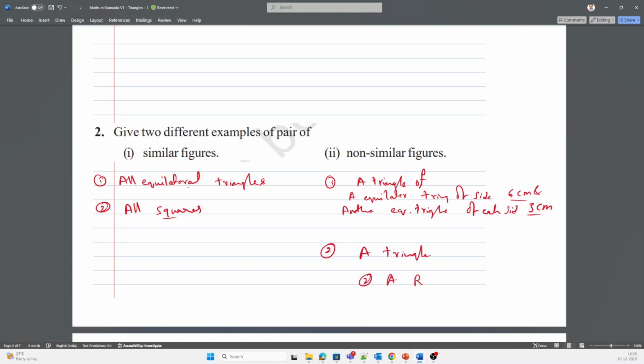Sorry, you can say a square and a rectangle, because in order to say two figures or two polygons are similar, all the angles have to be equal and all the corresponding sides have to be proportional. So you can give any random example for these non-similar figures. You can give an example here. Here you can also give an example of, like, a triangle and a square also. Anything is fine.